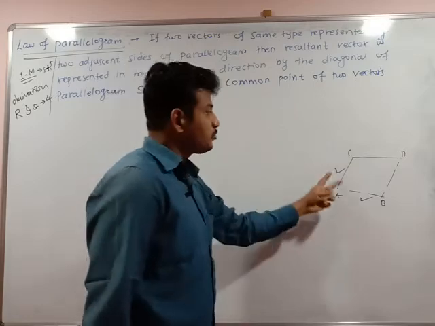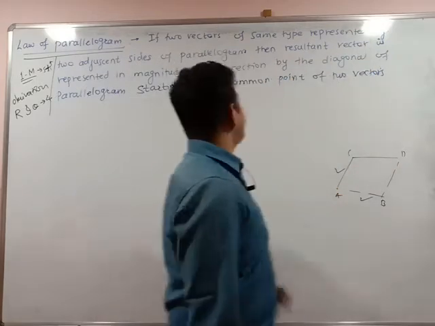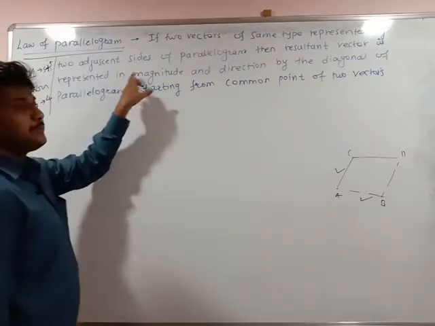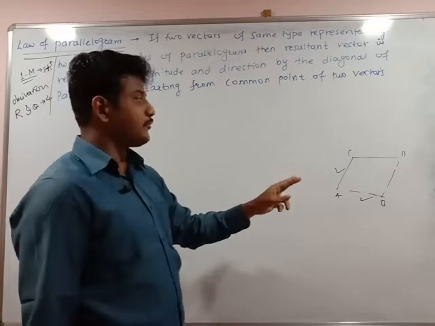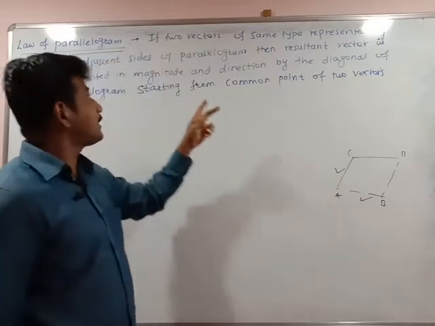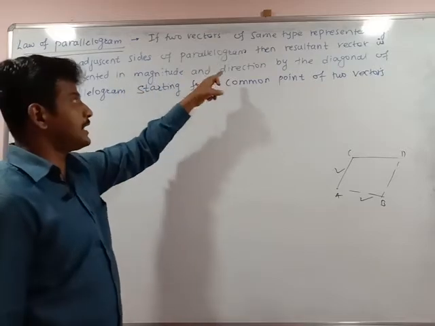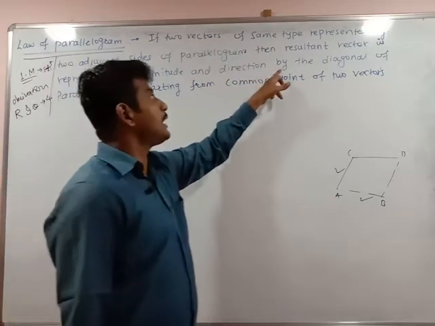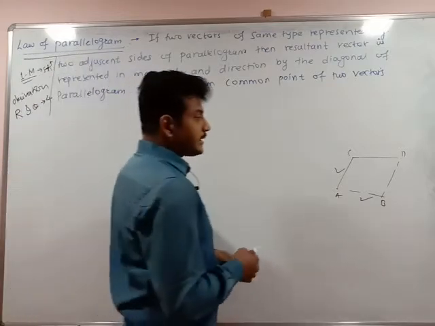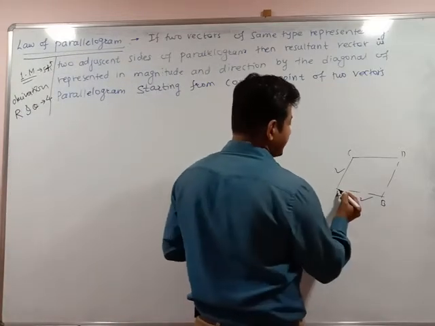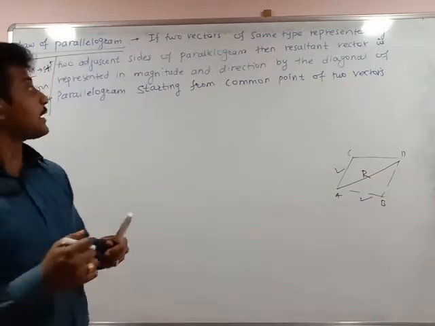Then if these two act as the sides of the parallelogram, the resultant vector is represented in magnitude and direction. Whatever the magnitude and direction of the two vectors, they combine together and you will get one resultant vector, represented by the diagonal of the parallelogram. How to show that resultant vector? That resultant vector can be shown by the diagonal of the parallelogram.